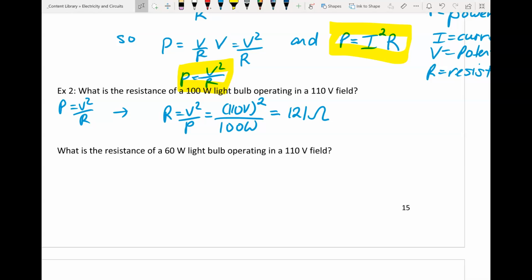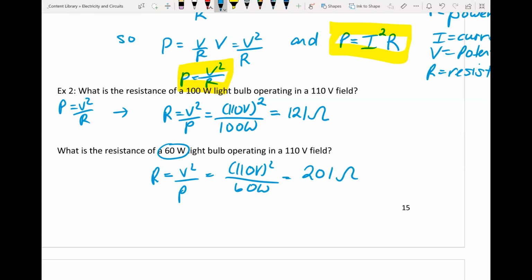What is the resistance of a 60-watt light bulb operating in a 110-volt field? I'm going to use the same formula. In this case, our power is different because we have a 60-watt light bulb. This would be 201 ohms.